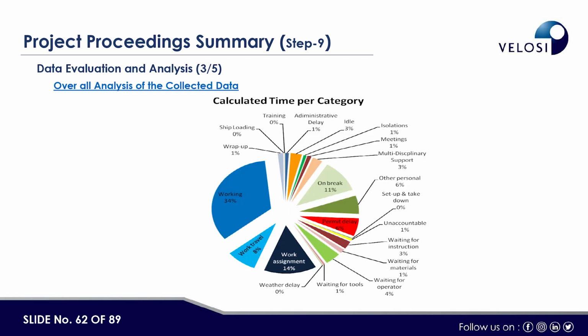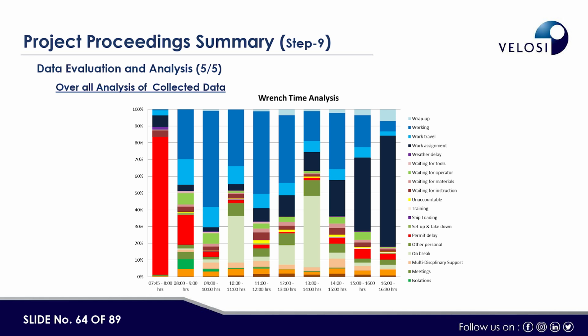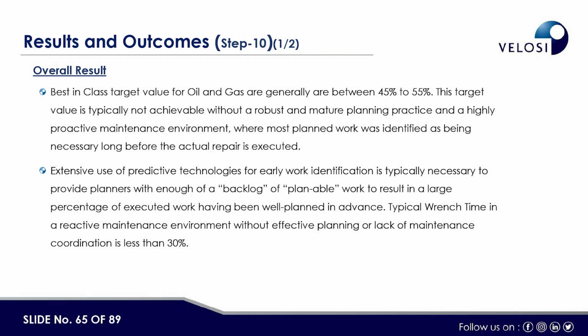And this is another way of showing the wrench time per category. If you see isolation time, training, ship loading, weather, and so on, all categories have been identified and the overall percentage has been divided. So another way of presenting the same, the percentage of each category can be shown in the form of a graph as well. This is another type of graph where various categories and their percentages are shown. And these graphs are generated from Excel graphic representation.